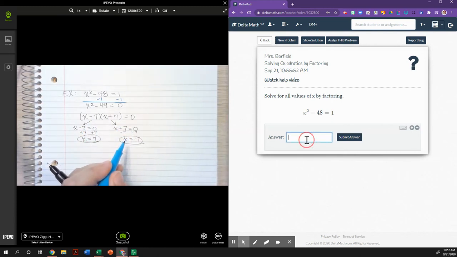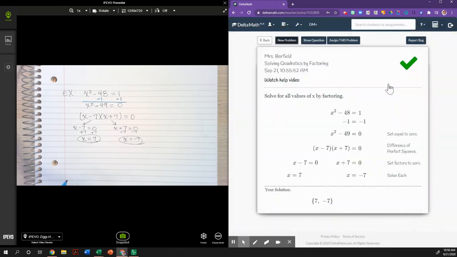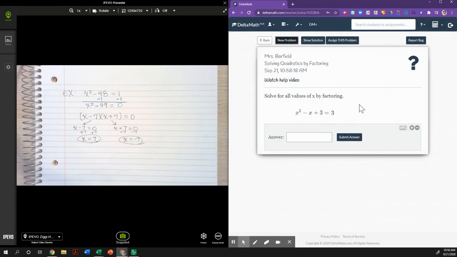So how do I type that in? You can add a plus right here because you have two answers, 7 and negative 7. Or if you type the comma, the second box will automatically appear. Submit my answer. Yes, there you go. All right, let's take a new problem.